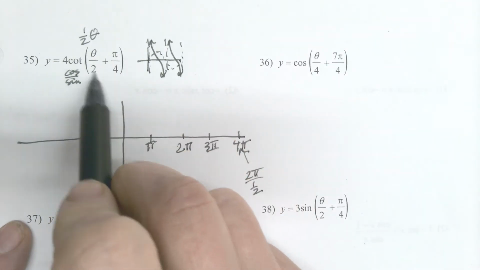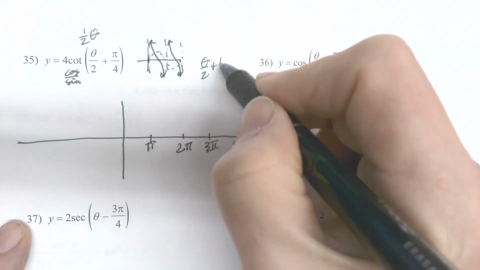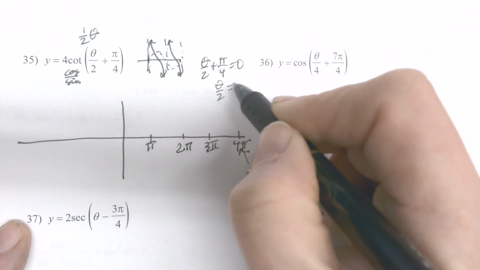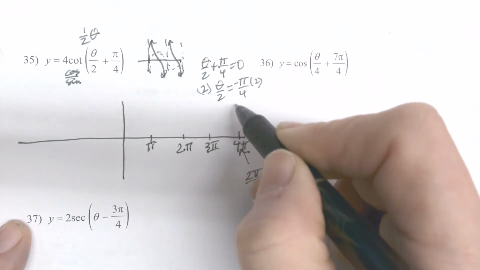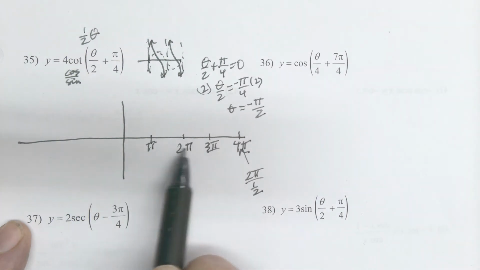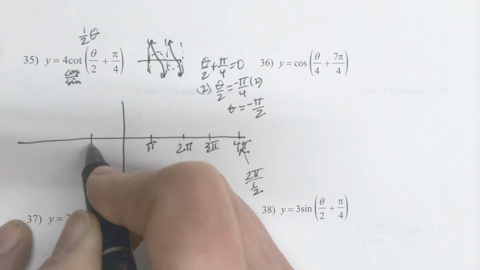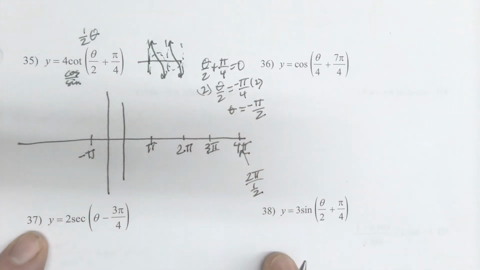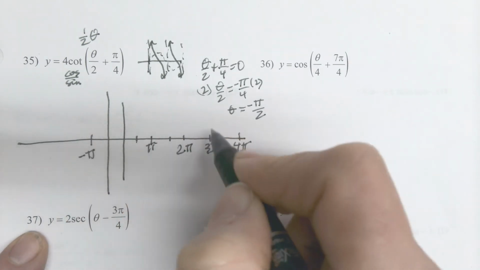And now I'll figure out my phase shift. That's when theta over 2 plus pi over 4 equals 0. So theta over 2 equals negative pi over 4. Multiply by the 2 on both sides. And I move back pi over 2. So now I have to consider how I'm numbering this and figure out where back pi over 2 would be. This is back pi. So back pi over 2 would be right in between there, which means that I'm going to be working off of these tick marks.